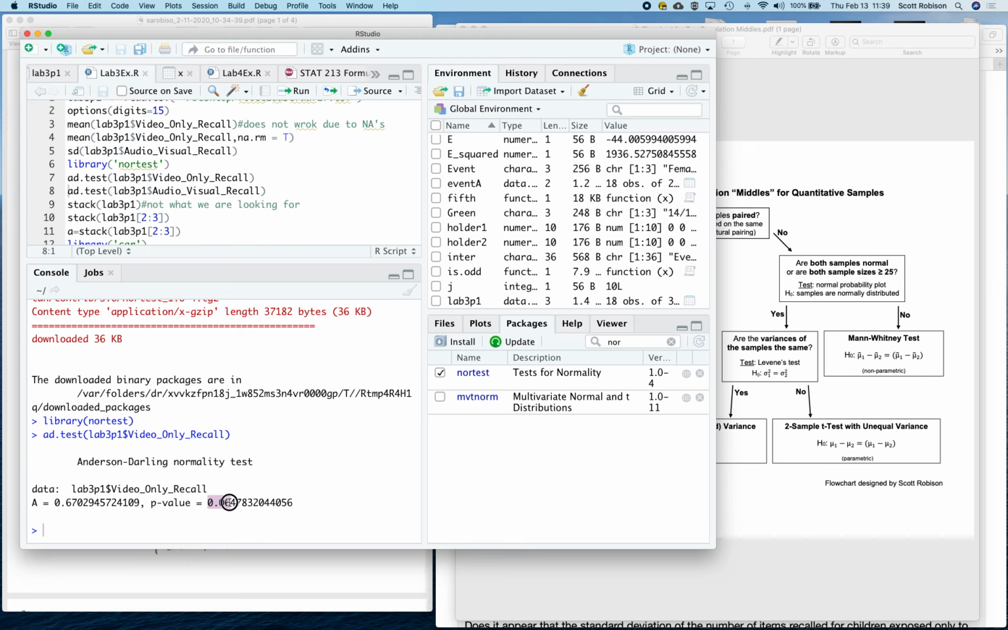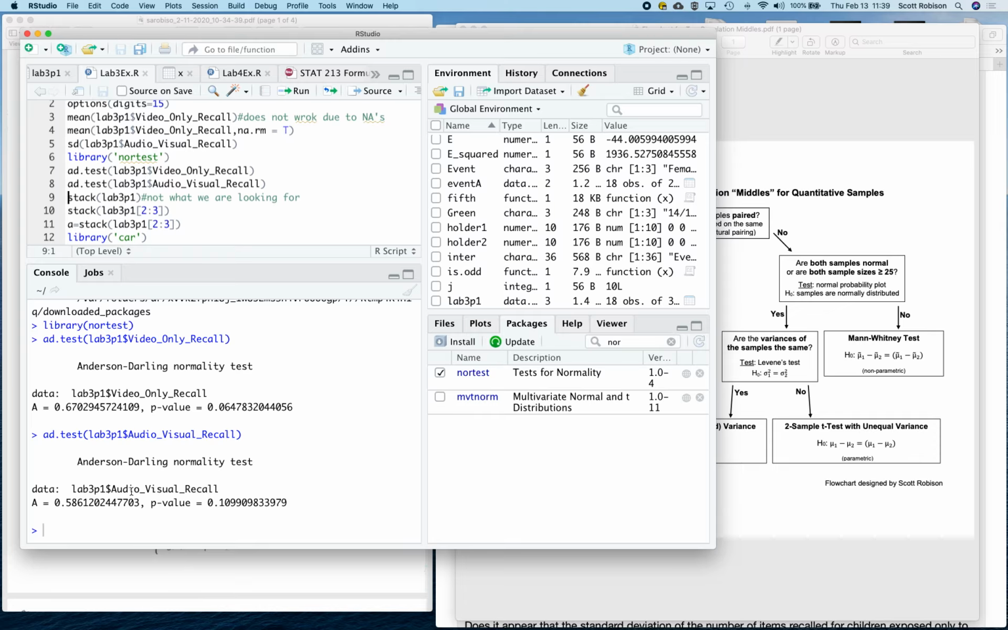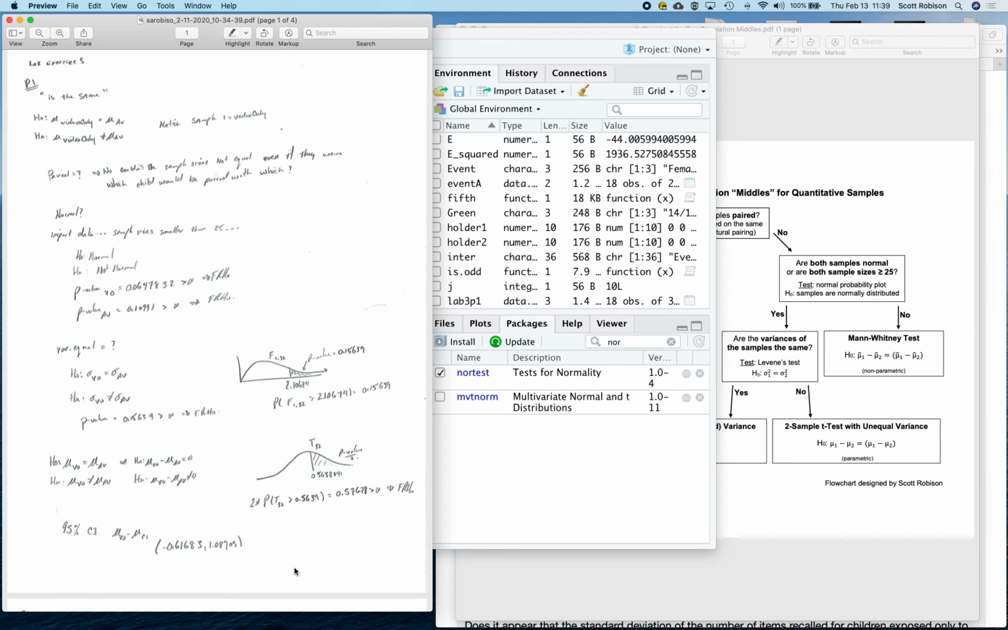And you can see this p-value is slightly over 5%, therefore it's looking normal. And I can also do the p-value for the normality test of the audio and the visual, and you can also see that that is over 5% as well.